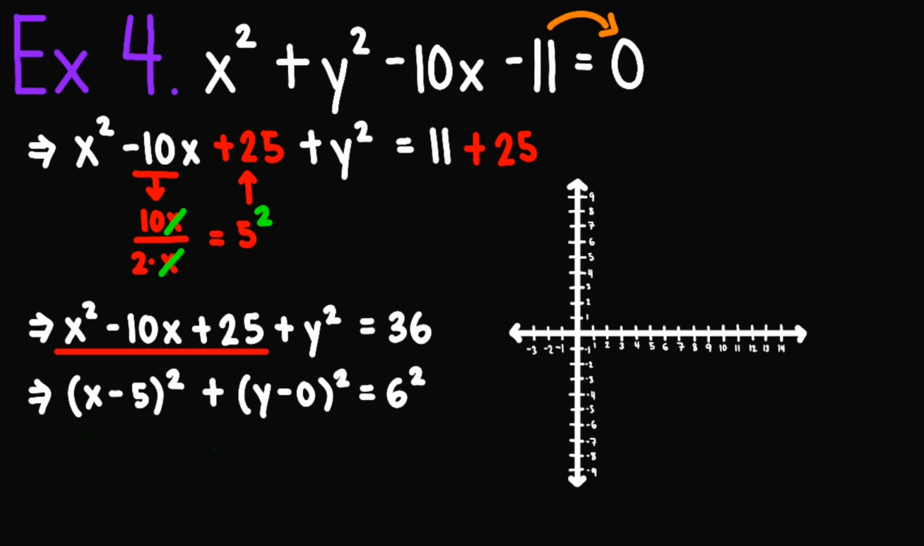So let's have this graph here. Let's start by plotting the center. We have 5 units to the right, so 1, 2, 3, 4, 5. So there. Apologies if the graph is quite small. Then for the y, it's just 0 units, so it will be over here. This is the point 5, 0.